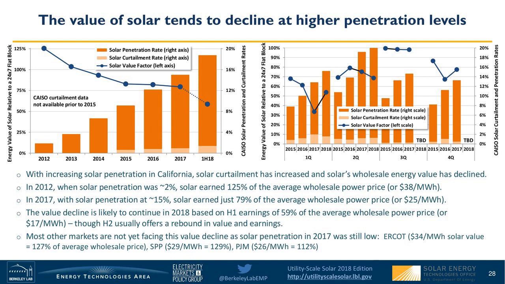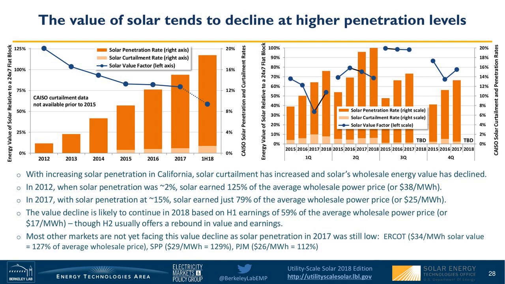And as you can see, back in 2012, when solar penetration was only about 2% in California, solar earned 126% of the average wholesale power price in that year. But in 2017, last year, with solar penetration at around 15%, solar earned just 79% of the average wholesale power price. And based on data through the first half of this year, this value deflation is likely to continue in 2018 as well.